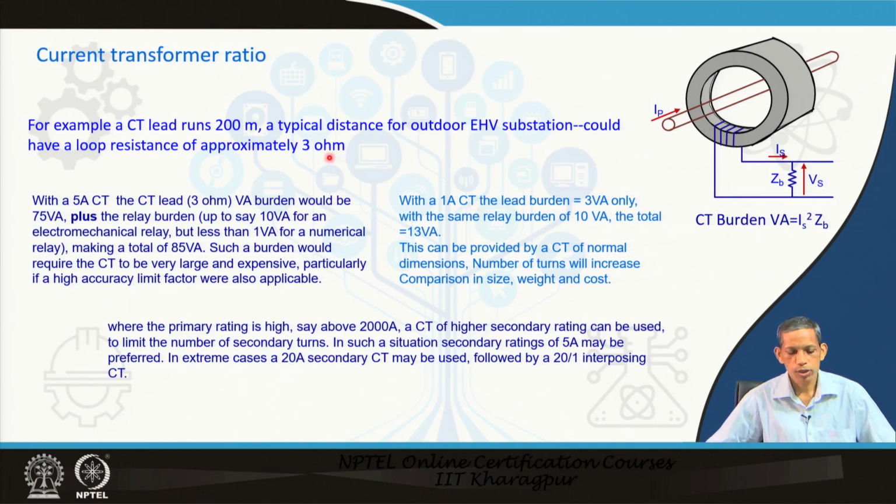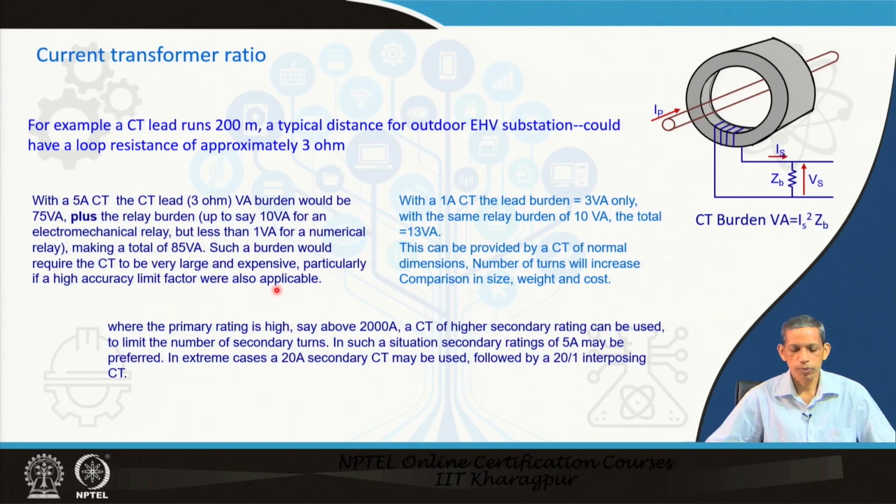So, 1 squared into 3 becomes 3 volt-ampere, plus the burden of the electromagnetic relay, assuming 10, 10 plus 3 becomes 13. As compared to 85, this becomes 13. So, we see here that the burden is much smaller, and the economic aspects should be better. The only additional thing here is that the number of turns in the case of 1 ampere will be more as compared to the 5 ampere CT.